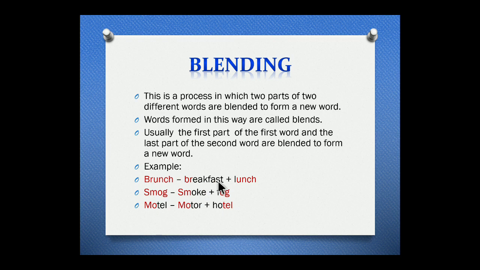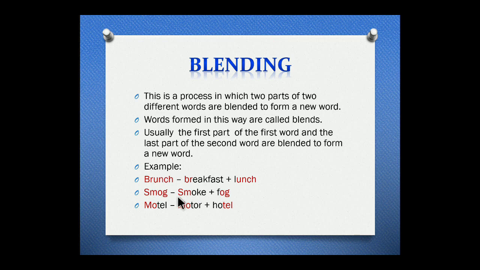what happens in blending? Two parts of two different words. There are two different words here, breakfast and lunch. Usually in blending, you take the first part of the first word, breakfast, so you take the first 2 letters of this, and in the second word you take the last part. You don't take the first part but you take the last part of it. So here UNCH, so BR and UNCH becomes brunch. So brunch is a new word that is formed after blending these words together. So breakfast and lunch we have blended to brunch. When you say brunch, that means breakfast and lunch, right?